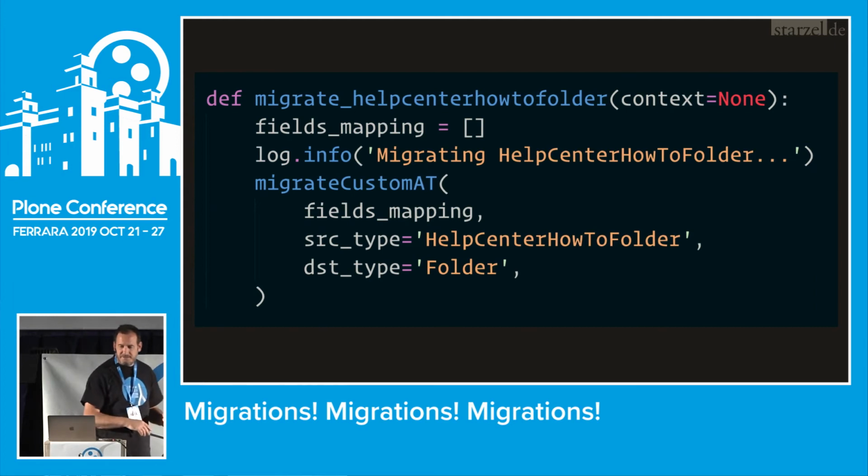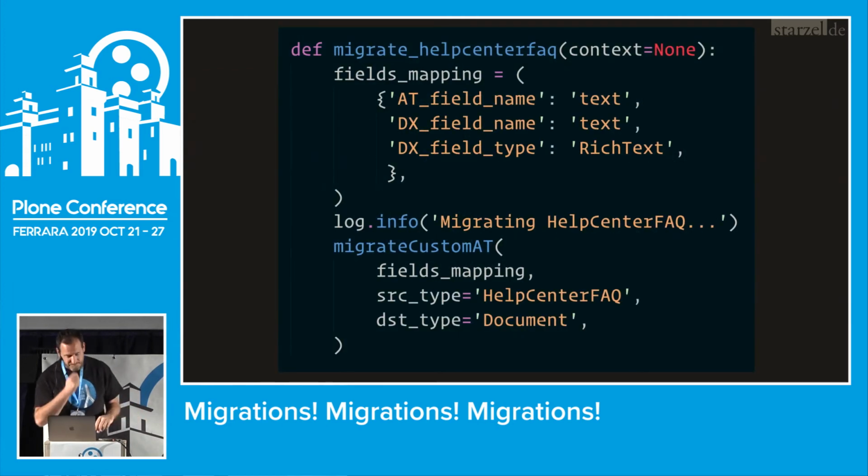So this is an example to migrate the Help Center how-to folders. As I said, it's a couple of folders that contain how-tos with a constraint, and this is all you need. This does everything. You don't need anything else. This could be run from a PDB thing. It goes through the whole site, and it turns every single instance of a Plone Help Center how-to folder into a normal folder. Bam. Okay, there's a couple more complicated items. For example, the Help Center FAQ is a document.